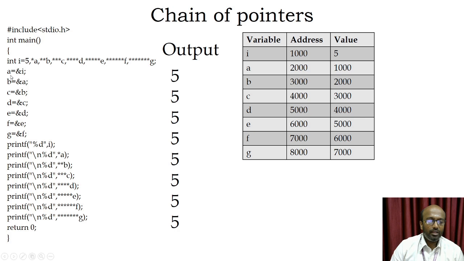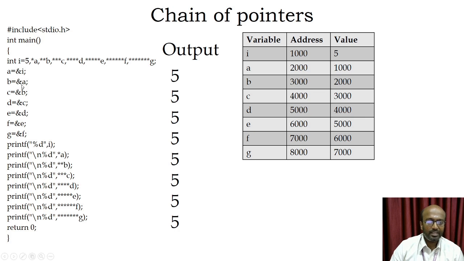Here, in the next statement, I have assigned the value of I as 5 and the address of I is being assigned to A. As an example, let us assume the address of I is 1000 and the value of I is 5. Then when we assign the address of I to A, the value of A becomes 1000 and the memory location of A is 2000.